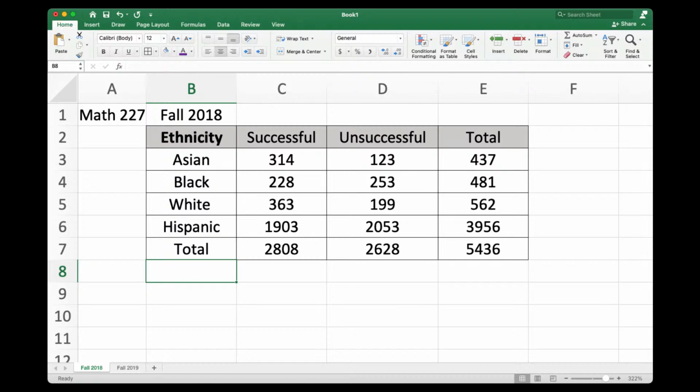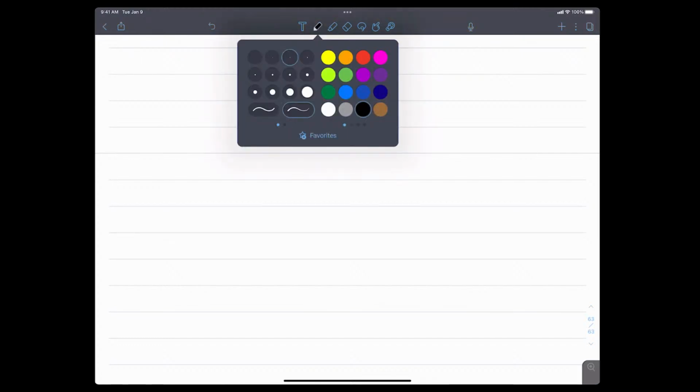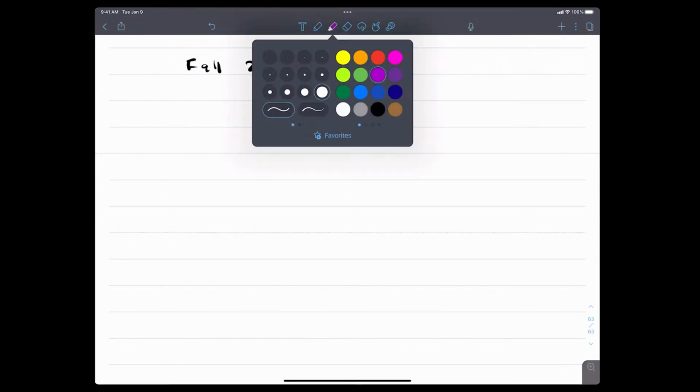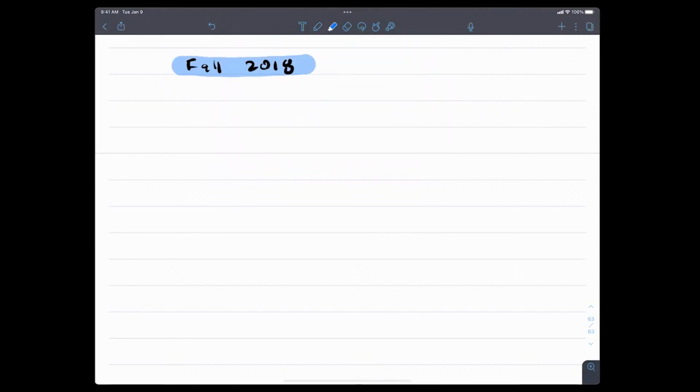So here's what I want to show you guys how to do here. I'm going to test you guys on whether or not you learned this definition. Let's go through it. This is fall 2018 data, okay? This is pre-AB 705. We're going to look at success rates. Okay? Success rates.